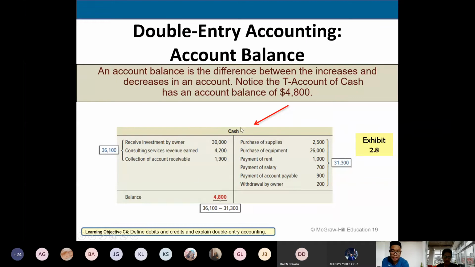Example for cash dito. Notice na ang account balance ng cash natin or ending balance niya is 48. So pag sinabi mo yan in an accounting statement, the cash has a debit balance of 48 as of this date. Ganun lang ha. Mas malaki ang debit sa credit, so ang debit balance niya is 48. Okay?